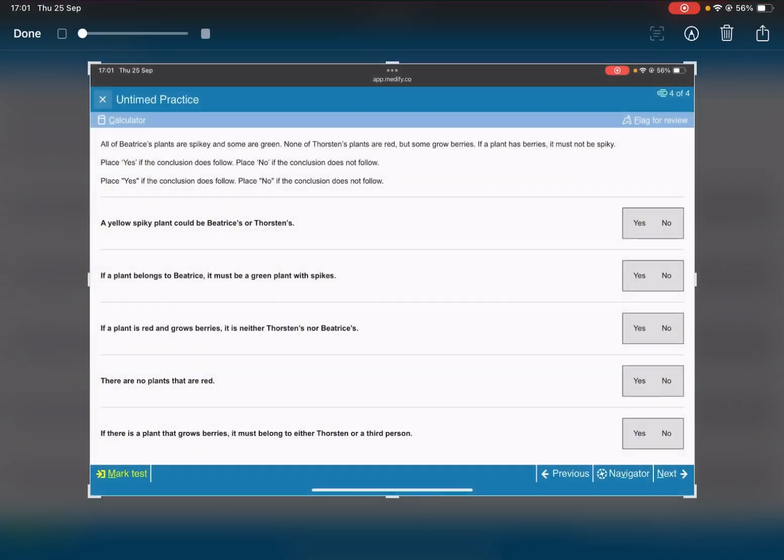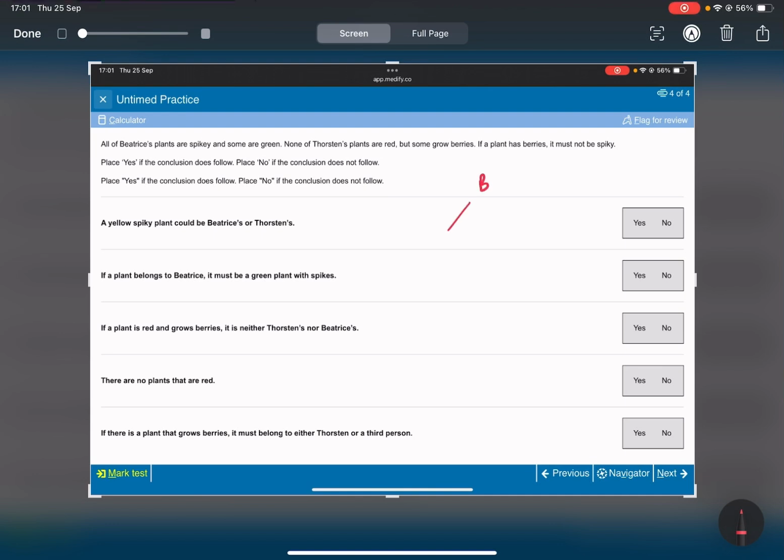Okay, so classic questions. All of Beatrice's plants are spiky. Some are green. All of Thorsten's plants are red. Sorry, none of Thorsten's plants are red, but some grow berries. Okay, so none of them are red, but some of them grow berries.